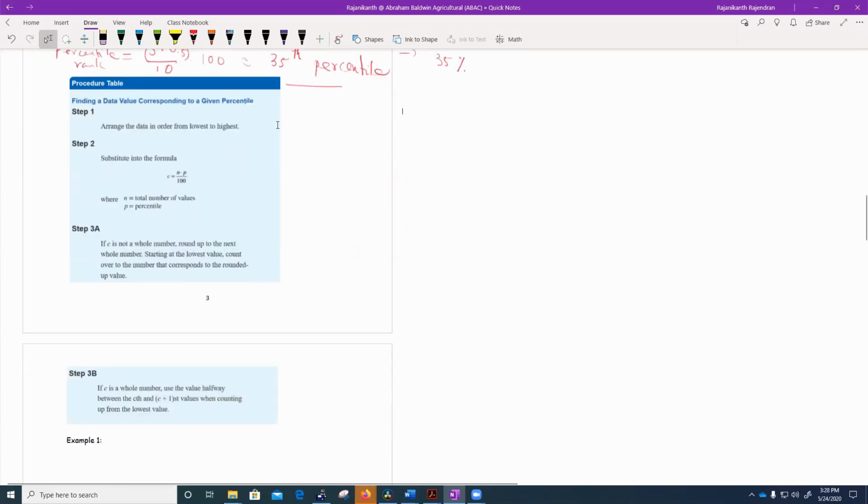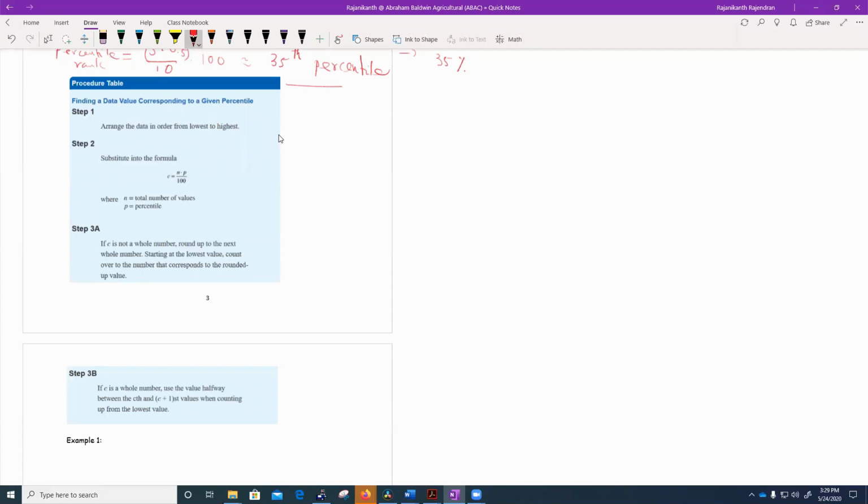Suppose you know the percentile rank, then how do you find the actual data value? Well, we follow this procedure table to do that. First of all, arrange the data set, so you'll be given the data set, from the lowest to the highest.